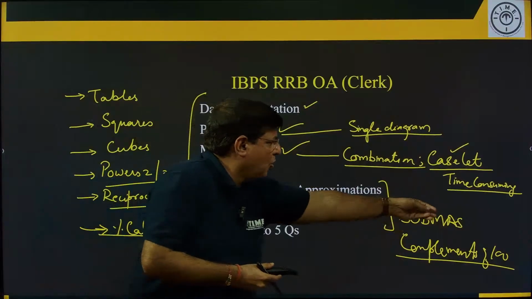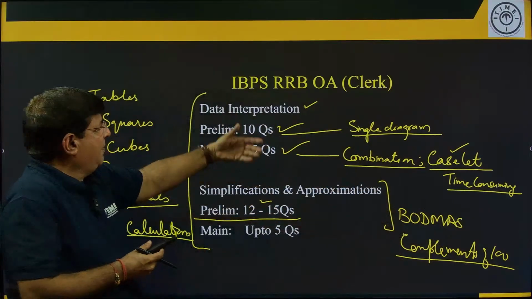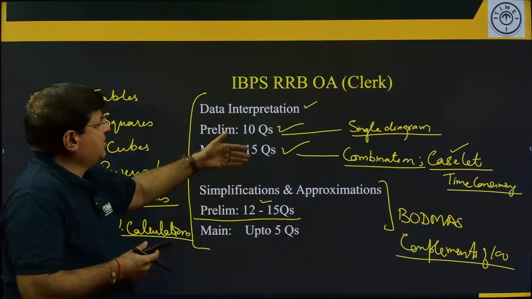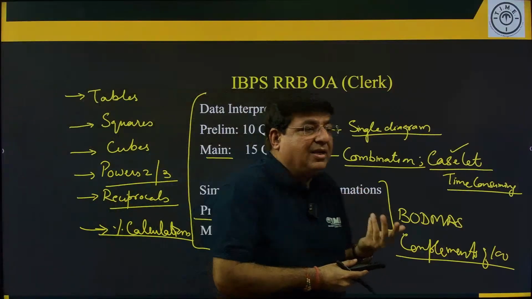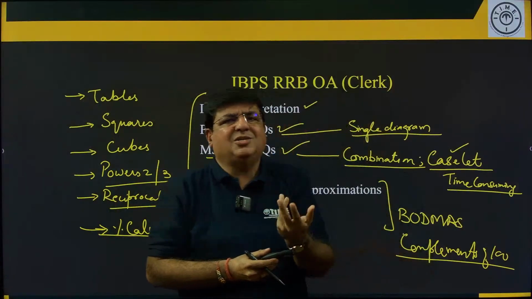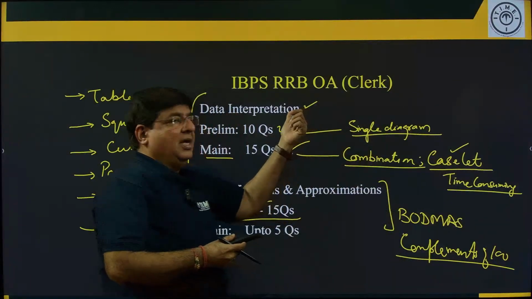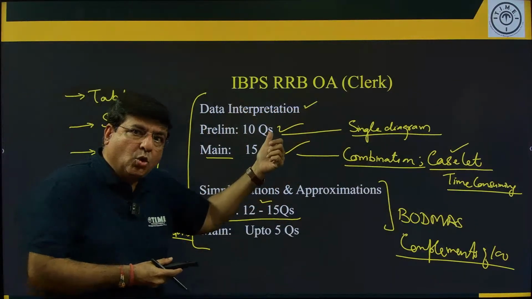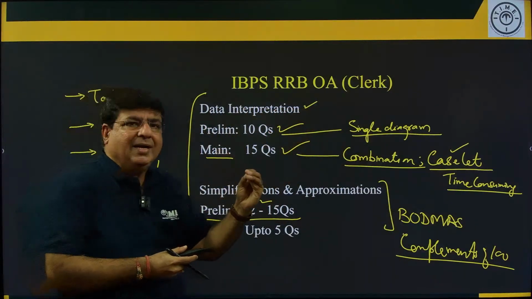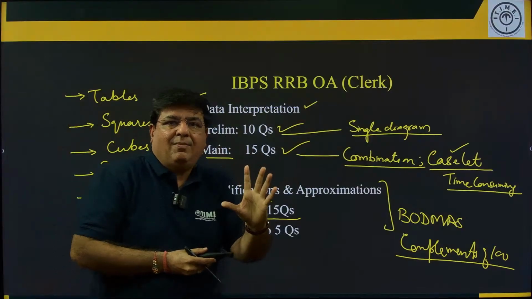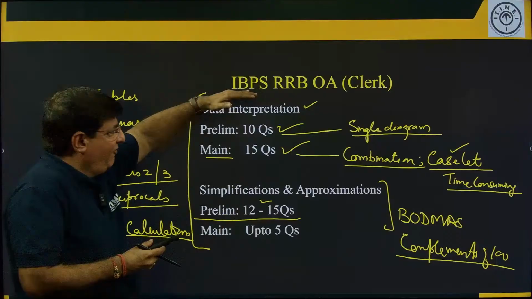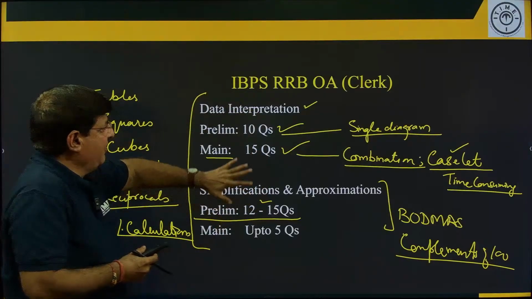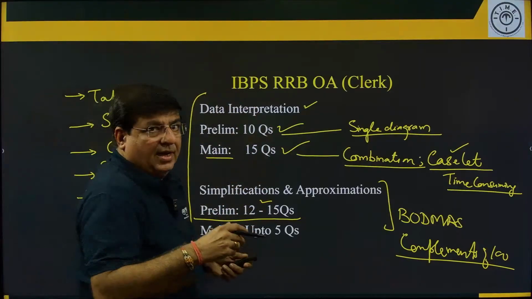There may be one or two other things, but you will pick them up while you keep practicing questions on simplifications, approximation, and DI. For example, in DI you should be good at averages also, because some of the questions will be based on averages, some will be based on ratio. So simple fundamentals of maths, school level maths, is a must for scoring well in simplification, approximation, and data interpretation.